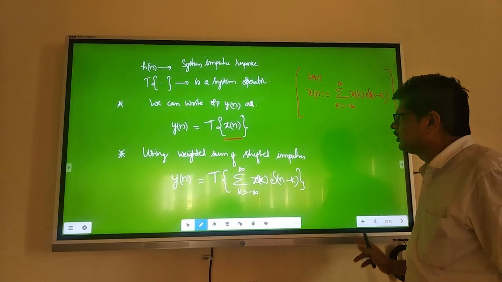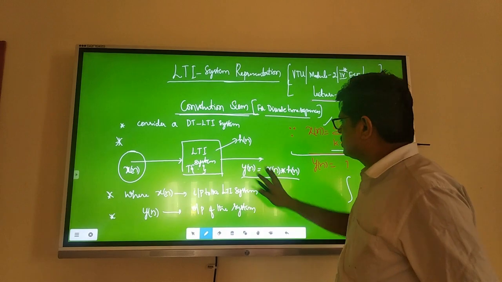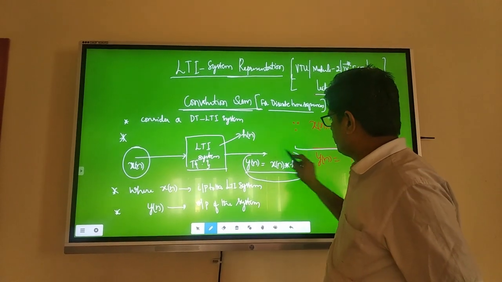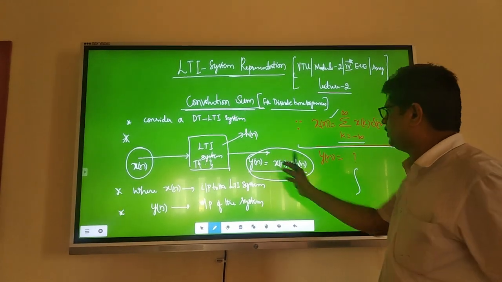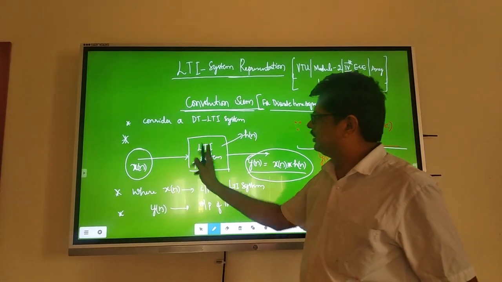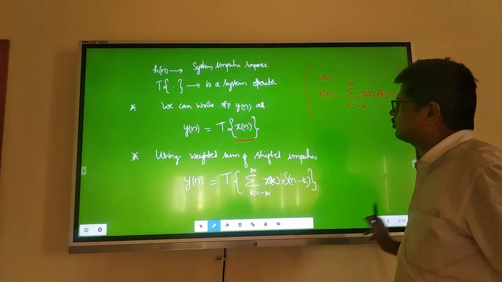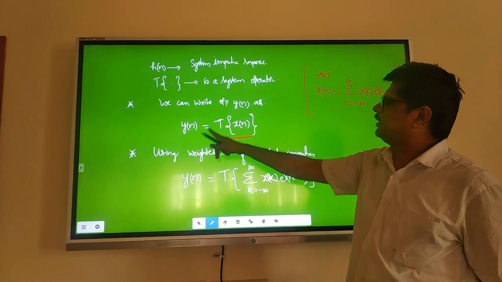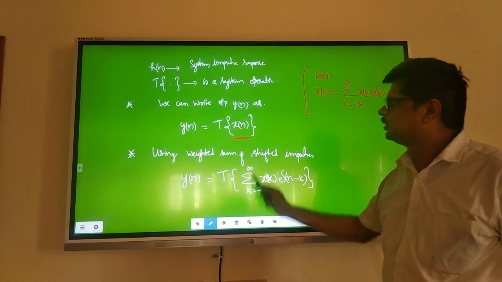Now, to derive the output, first we can write y of n as the output. This y of n can be written as the transform T of x of n. Y of n is nothing but the transform of x of n, which gives you y of n. That's the first line: y of n is nothing but T of the input x of n.